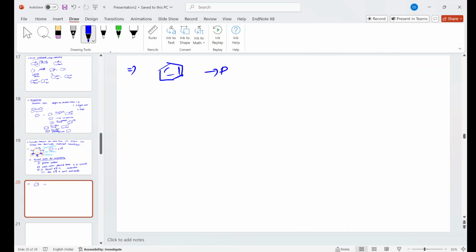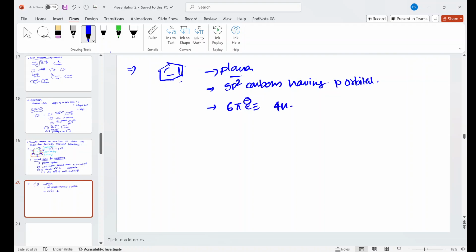So let us just see some examples, just for benzene. It is a planar system. All of the carbon atoms are sp2, so one of the p orbitals is participating in the pi bond. So sp2 carbons having p orbitals, and third, you have 6 pi electrons. That is very much matching with 4n plus 2, n equal to 1. So this is aromatic.